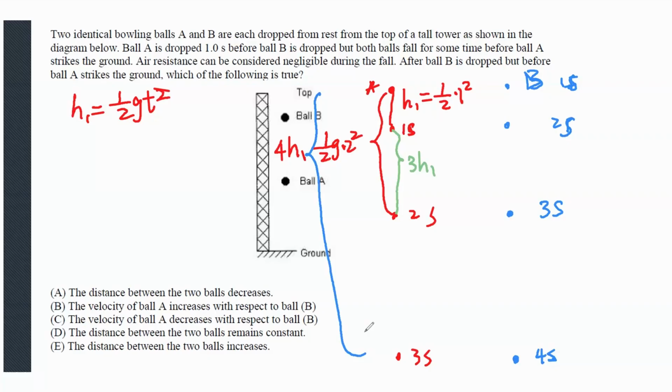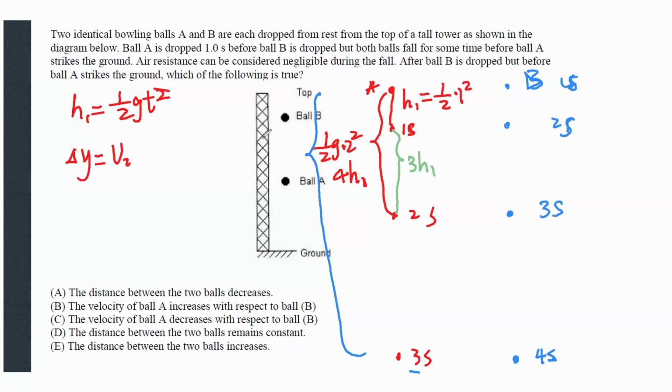How far does it go? Delta y. This will be 4H1. T equals 1 second is 1H1. T equals 2 seconds, you get 4H1. So from 1 second to 2 seconds, it goes through 3H1. Then T equals 3 seconds, what is the delta y?